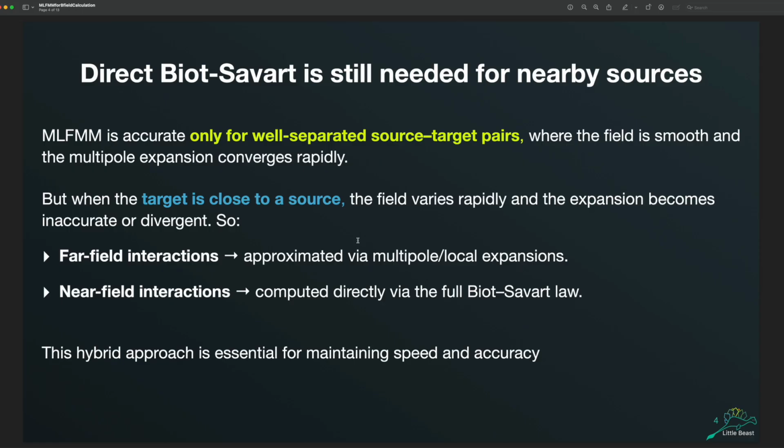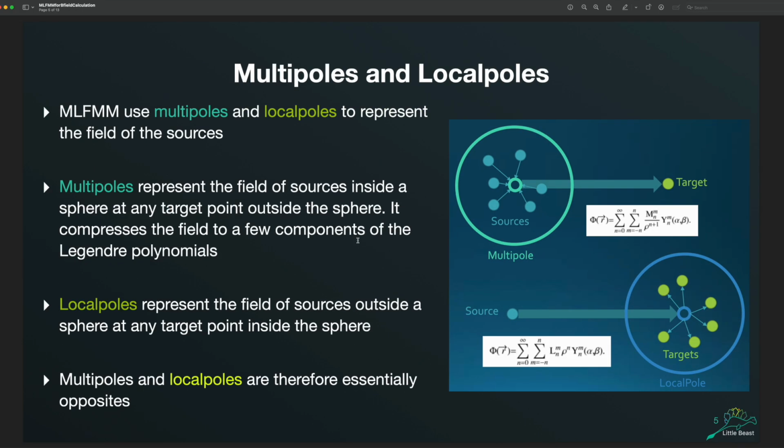So for far field interactions, you approximate your system with multipoles and local poles. And for near field interactions, you still do a full Biot-Savart computation between the source and the target. And this hybrid approach means that you gain a lot of speed during your calculations, and that's what's being used in Rat. So how does that work?